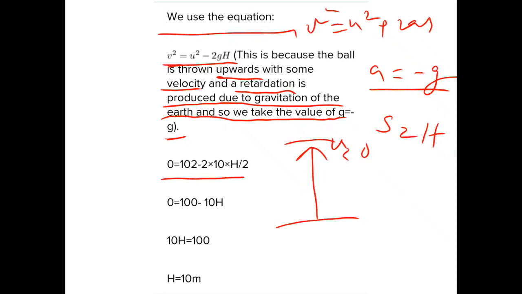So here 0 square, then it is not 1 or 2, it is 10 square. You please correct it. It is 10 square. You are getting 100 minus 2 into 10 into h by 2, you will get 10h. So minus 10h comes this side, 10h is equal to 100. So h is equal to 10 meter is the correct answer.